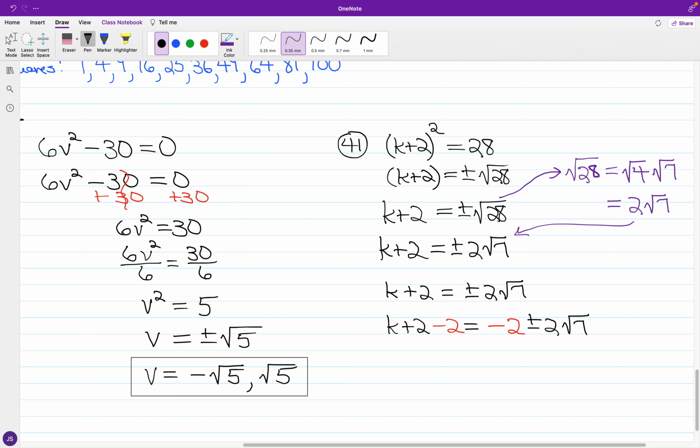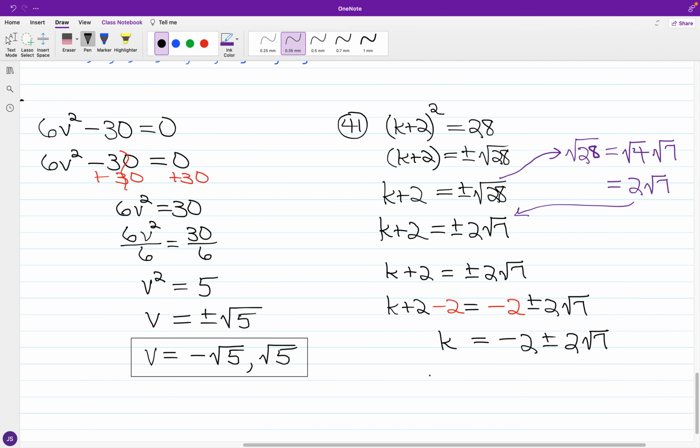So you've got k plus 2 minus 2, so you're going to have a cancellation. The left-hand side becomes k. And to the right, I have negative 2, and the other 2 is a coefficient of 2 times the square root of 7. So this is the compact notation for the final result.